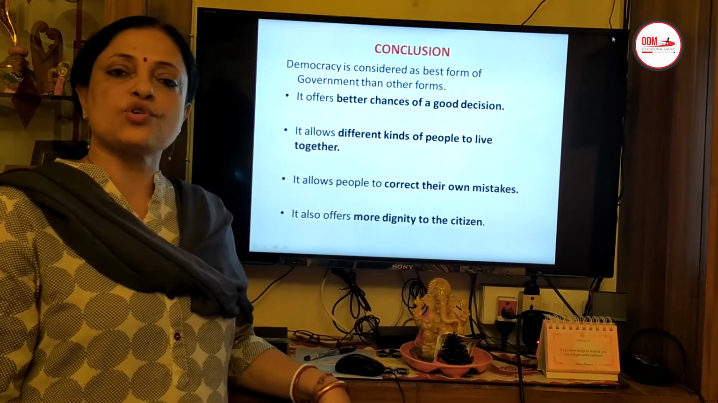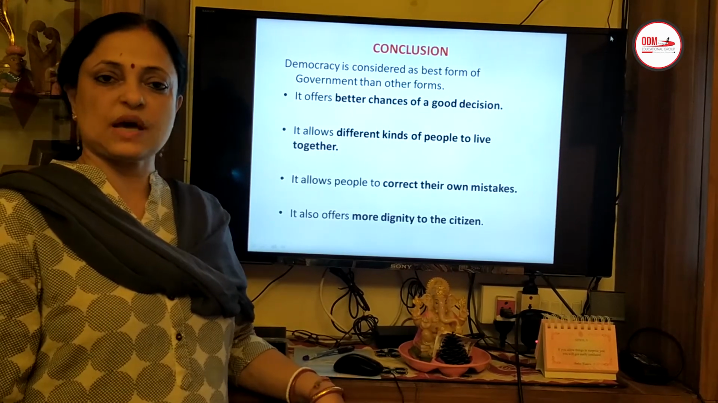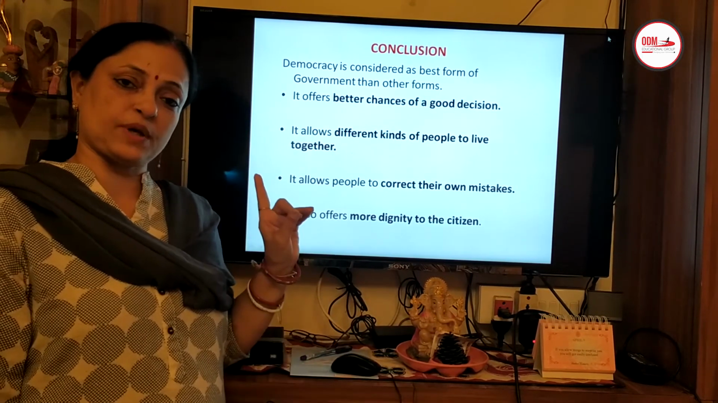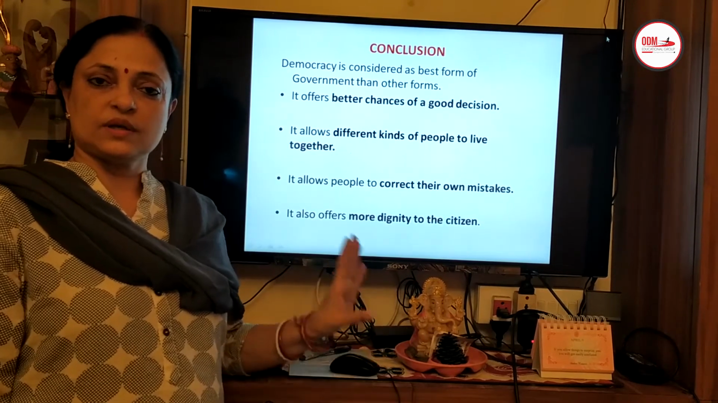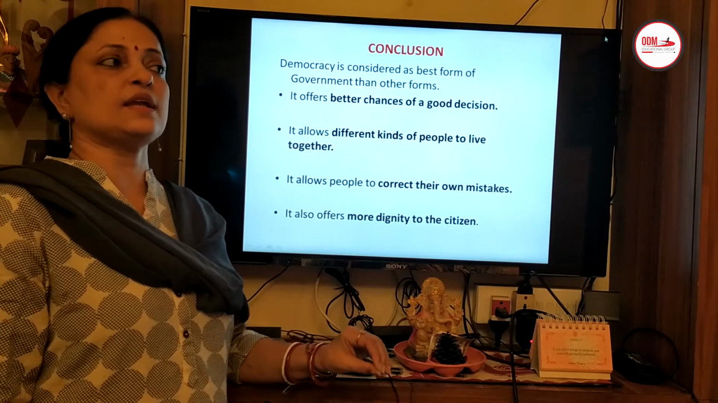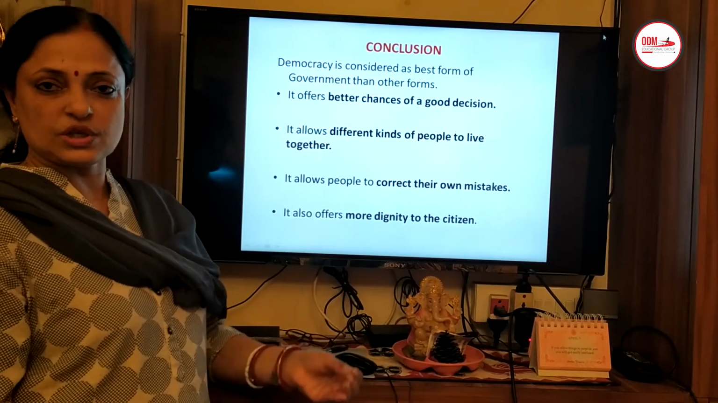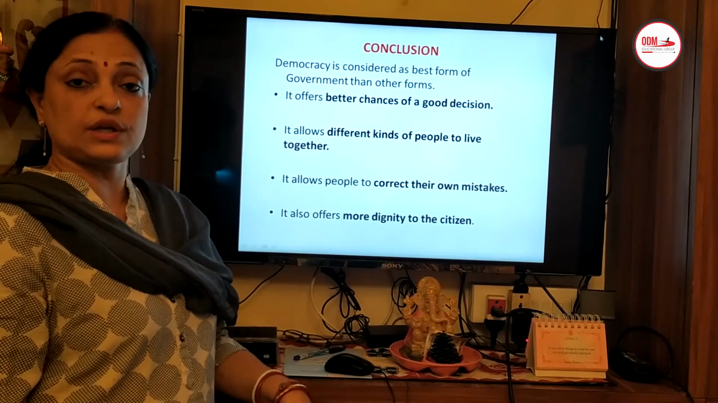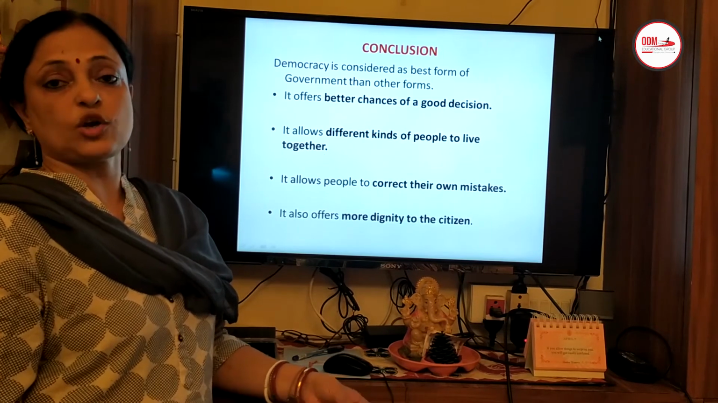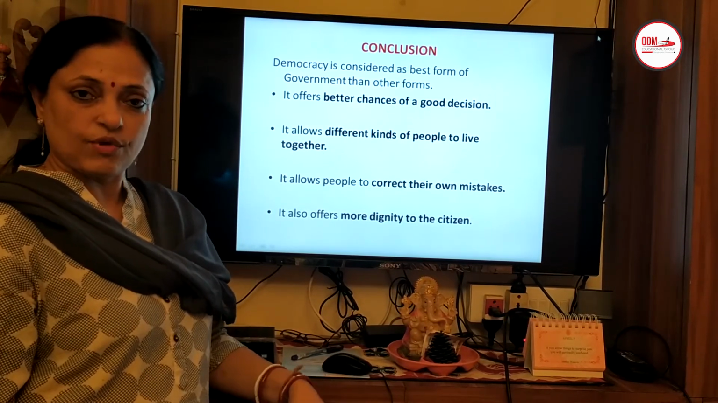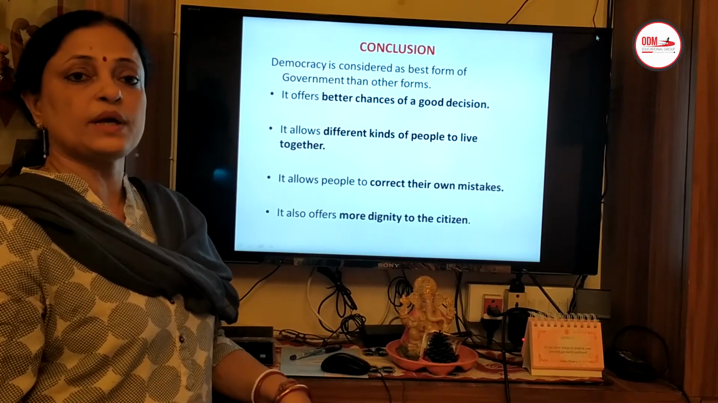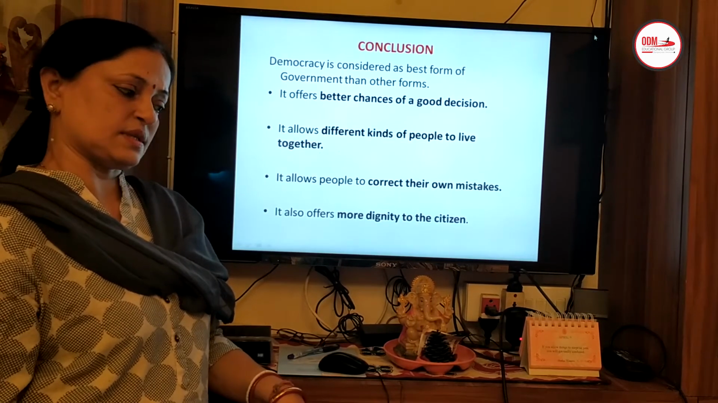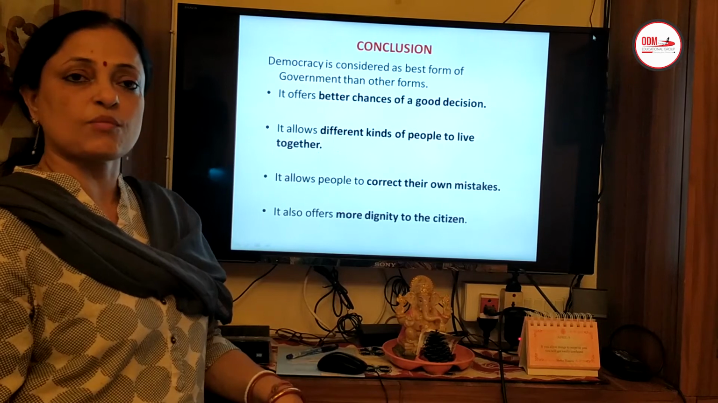So now we can draw a conclusion. Our first topic was: what is democracy, and why democracy? What is democracy, we have already covered: definition, meaning, features. Second is why. Why have more than 120 or 125 countries now adopted the democratic form of government? Because it gives citizens rights, freedom, equality, and liberty. So it is considered the best form of government.